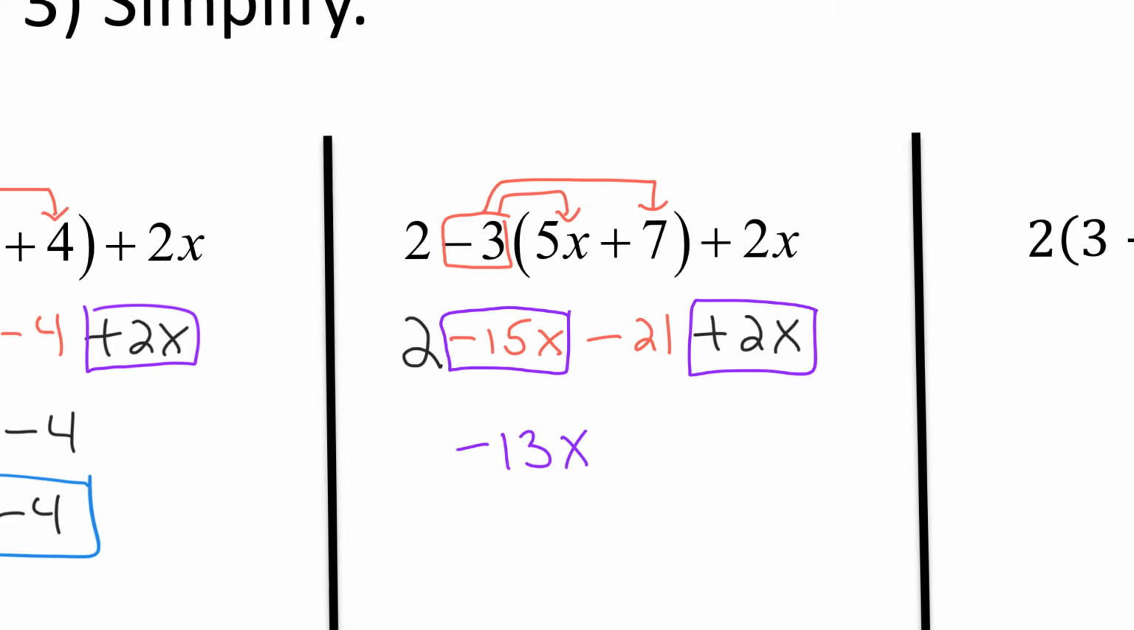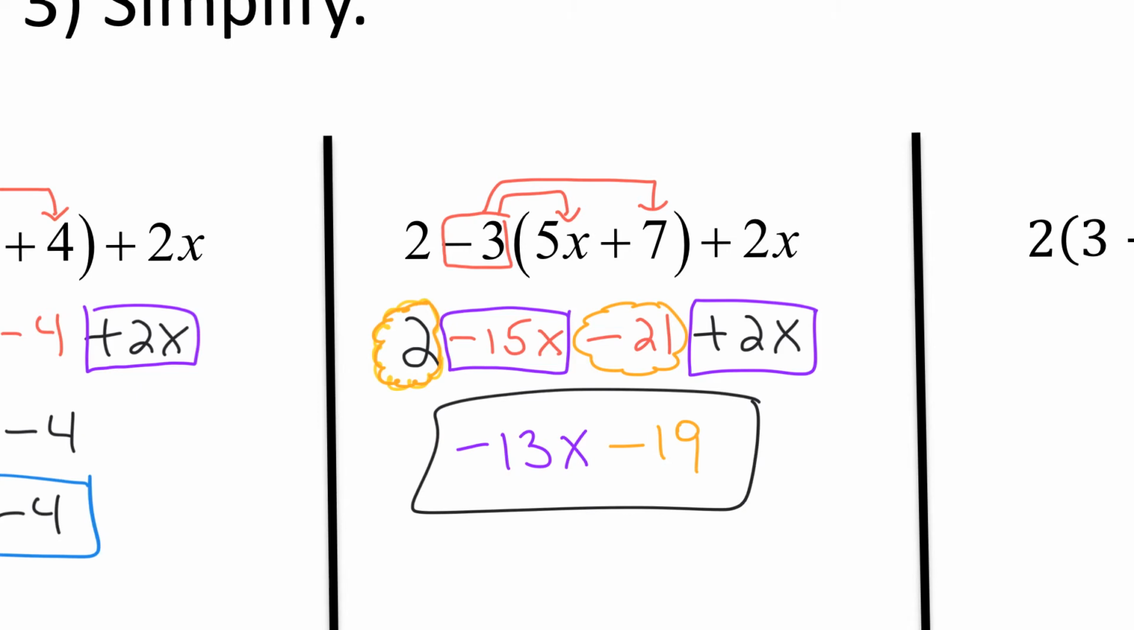Now you combine the constants. So 2, there's a positive 2 right there. And you have a minus 21 over here. So 2 minus 21, that's negative 19. So you have a negative 13x minus 19. Those are not like terms because 19 doesn't have an x. So it's not the same thing as negative 13x because of the x. So my answer is negative 13x minus 19.